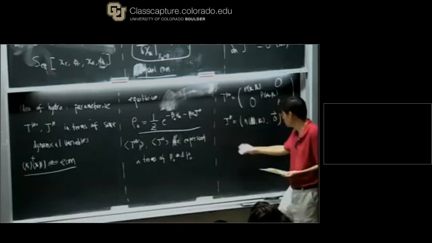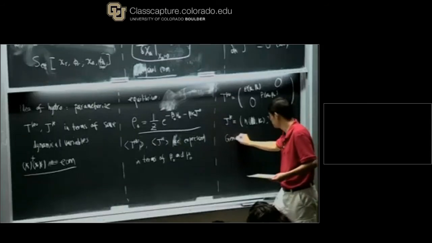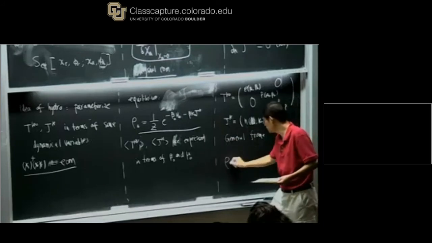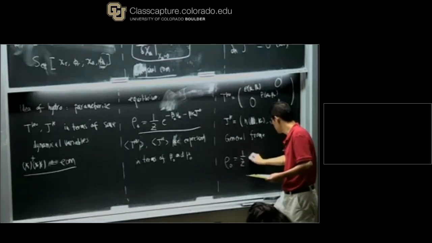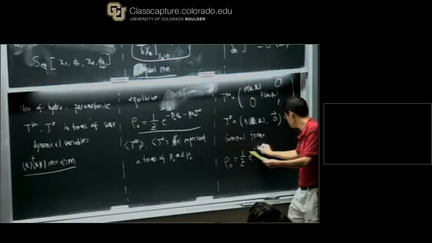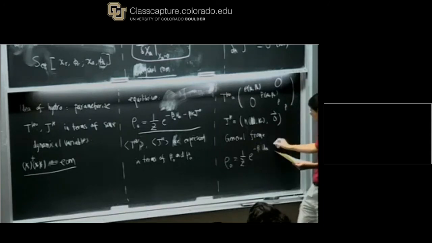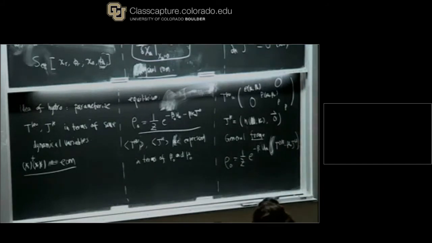Then I can just go to a general frame. In the general frame, I can write rho_0 equal to 1 over Z, exponential of minus beta, where u^μ is a velocity field. It's a velocity now. Define your frame, and then the integral of T_0^μ minus mu J^μ. It can be written in that form.